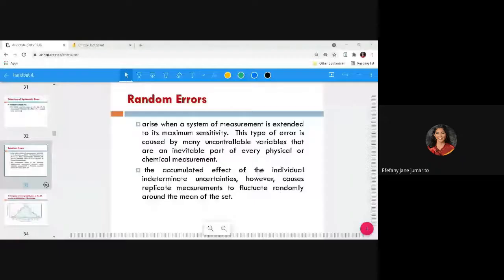Sa inyong statistics, because this is more on statistics. It's more on the treatment of data, treating your data.